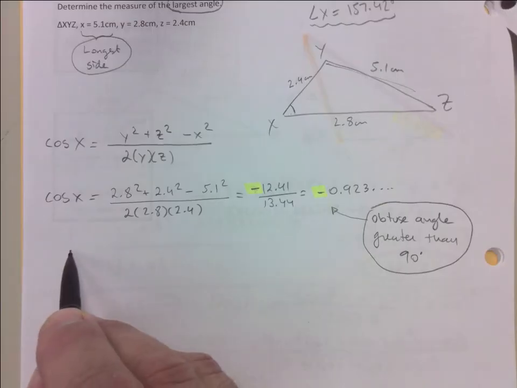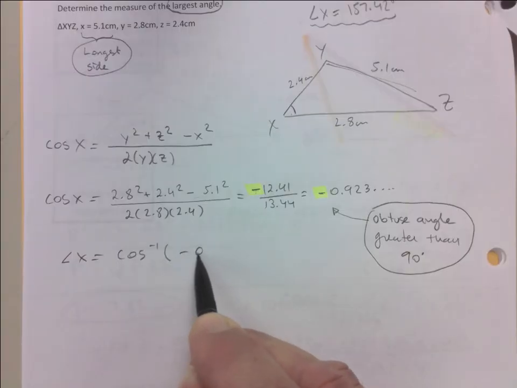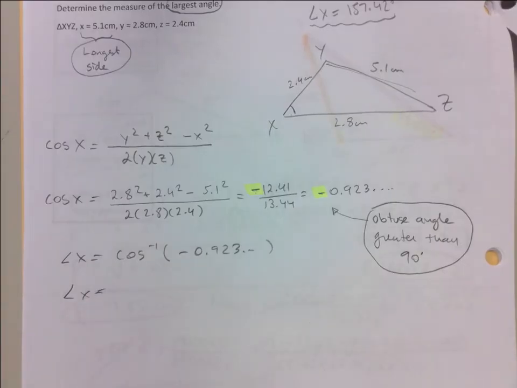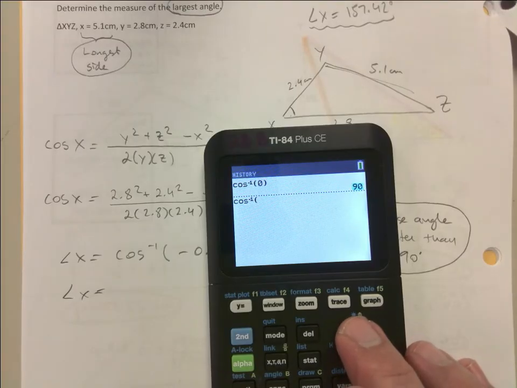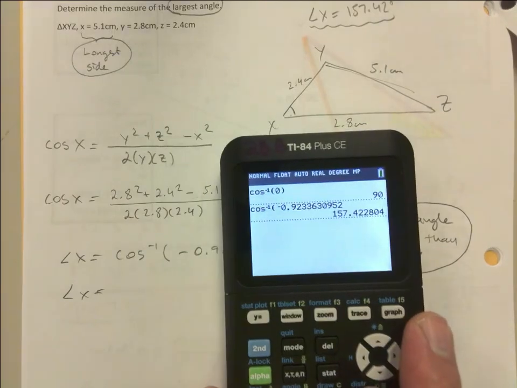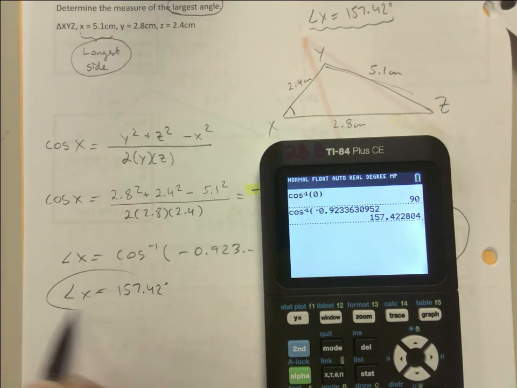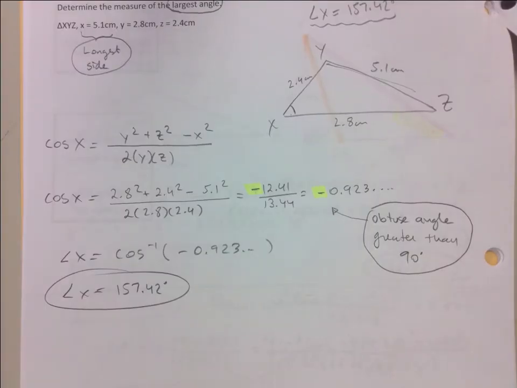So angle X is equal to cosine inverse of negative 0.923 something. All you need to do is call cosine inverse, so second cosine. I'm going to copy that number down, and you get 157.42 degrees. And that's how you solve for an angle using cosine law. Side, side, side. There's a formula.